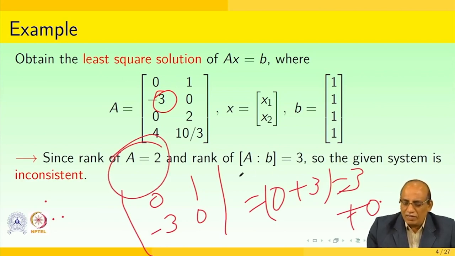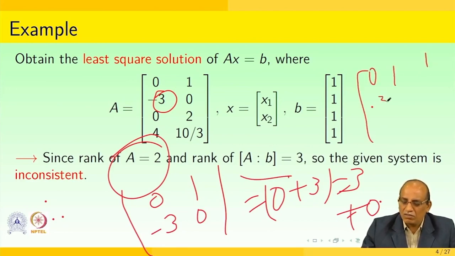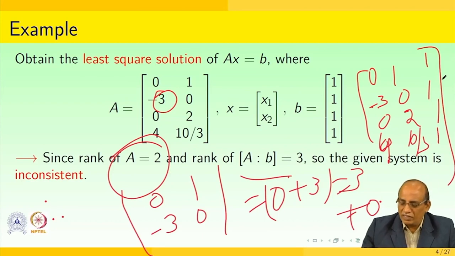And for the rank of the augmented matrix, if you include the augmented column, it becomes 0, 1, 1, minus 3, 0, 1, 0, 2, 1, that is 4, 10 over 3, 1. So the 3 by 3 determinant is not equal to 0. So the rank of the augmented matrix AB is obviously 3. That is fine.